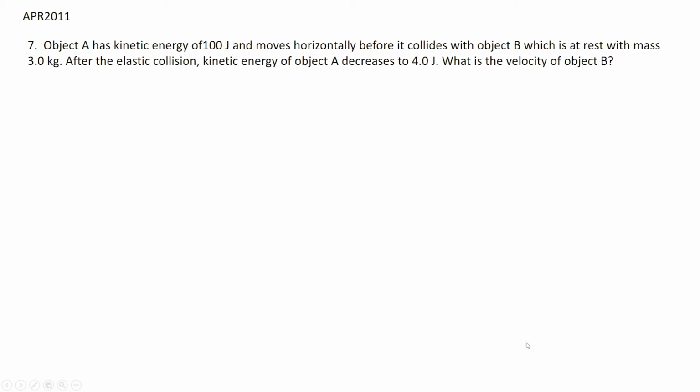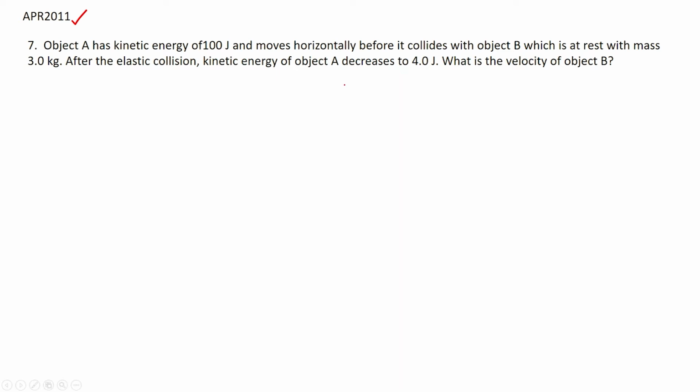Let's move to question number 7. Question number 7 is a past year question, April 2011. Object A has a kinetic energy of 100 joule and moves horizontally before it collides with object B, which is at rest with mass 3 kg. After an elastic collision, the kinetic energy of object A decreased to 4 joule. What is the velocity of object B?